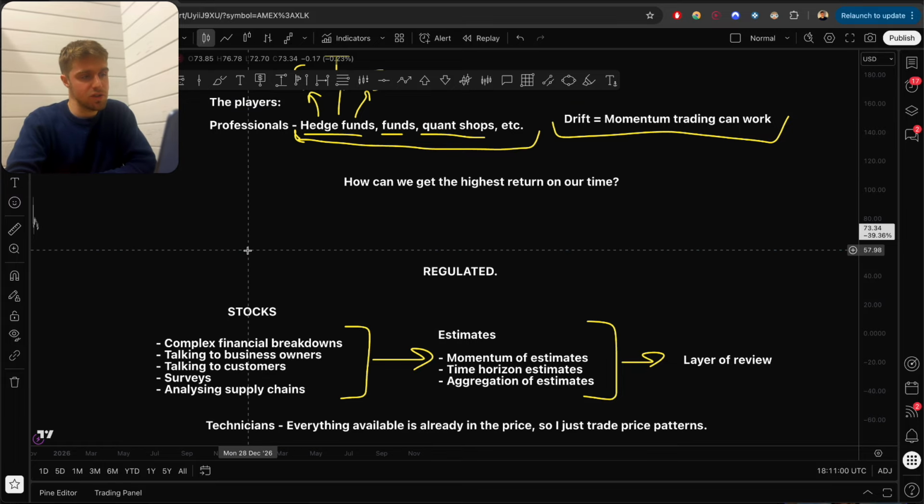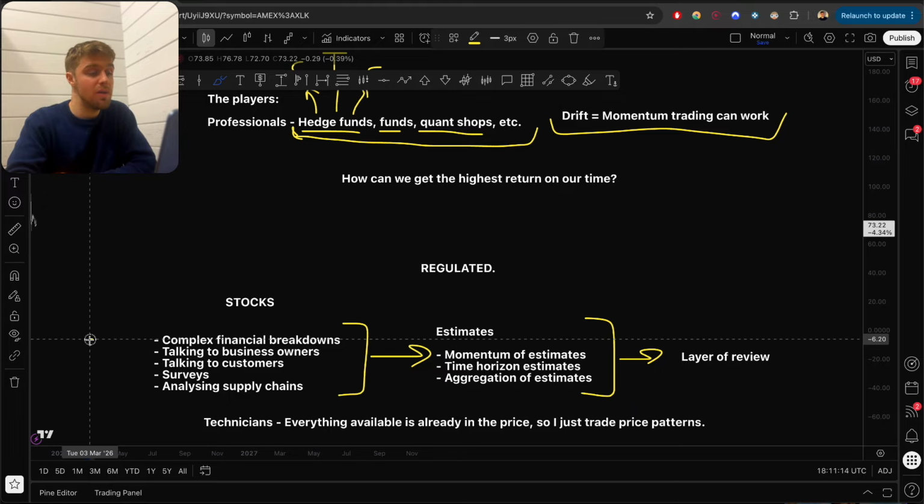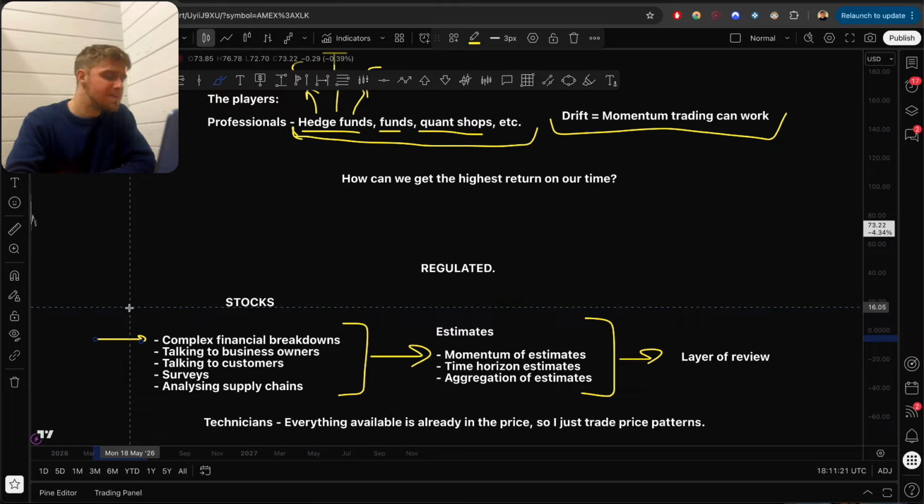Let's take stocks as an example. I'm trading a lot of stocks these days, more so than FX, just because there's more opportunity in stocks. So these are some, not all, some types of fundamental analysis activities that you've probably heard about or imagine when it comes down to stocks. So things like complex financial breakdowns, going through financial statements, talking to business owners, talking to customers, surveys, analyzing supply chains, all of that stuff.